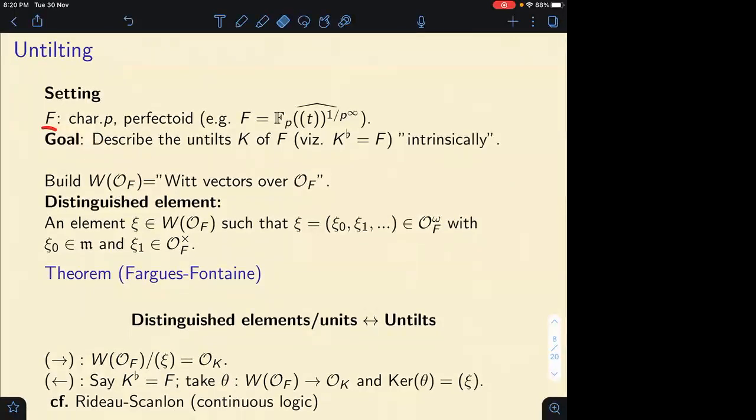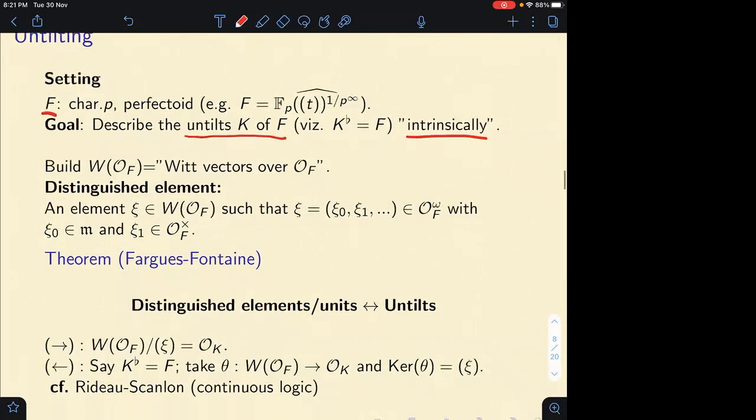So now I want to describe the untilts of F in an intrinsic fashion. This means in a way that depends only on the arithmetic of F itself. So the way you do this is you first build the ring of Witt vectors over O_F. Then the untilts of F are essentially encoded in the so-called distinguished elements of the Witt vectors. So what is a distinguished element? A distinguished element is a Witt vector whose Witt vector expansion has the following properties. The first coordinate, the 0th coordinate, is in the maximal ideal of O_F, and the next one is a unit in the valuation ring.